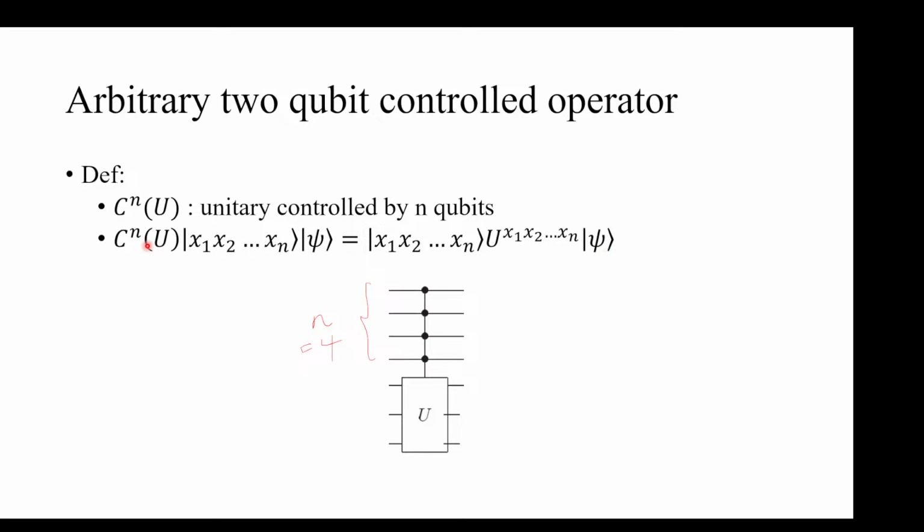But the target state gets multiplied by the unitary if and only if x1 times x2 times xn equals 1. So this notation here is a little bit ambiguous. This means x1 times x2 times ... times xn, so they are multiplied together, and x1, x2 to xn are numbers from 0 to 1. So this is equal to 1 if and only if they are all 1. Whereas if it's 0, U to the 0 is identity. Okay, so this is some notation, but let's get back.